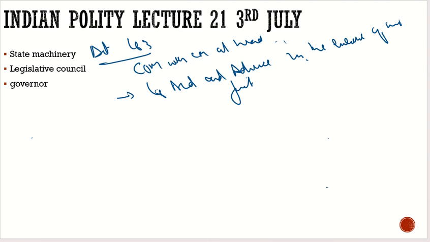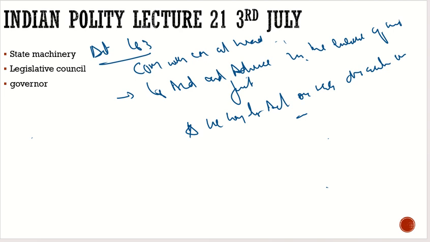100% it is binding on the governor, but there is certain discretion also given to the governor, except in so far as he is by or under the constitution required to exercise his functions, or any of them, in his discretion. If he has to act on his discretion under the constitution, then there he will act on his discretion. So the advice is binding except where he has to act on discretion.